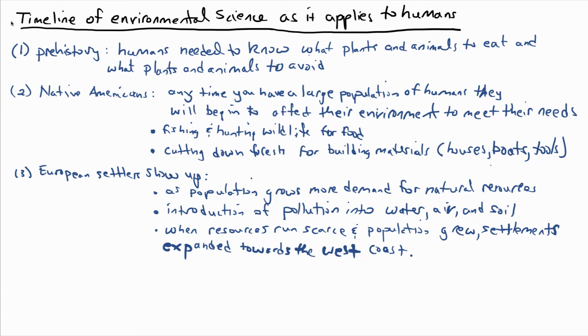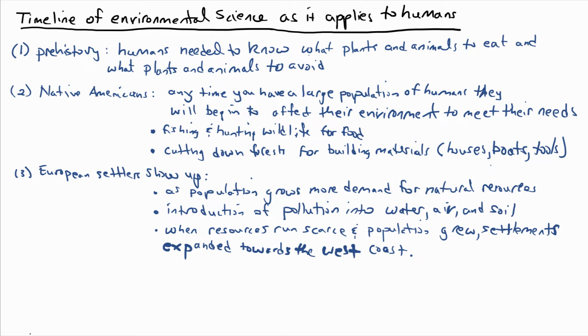Timeline of environmental science as it applies to humans, basically, as it applies to humans in the United States. And so the first thing I have here is prehistory. Humans needed to know what plants and animals to eat and what plants and animals to avoid so they don't get poisoned or eaten. And then the next thing is Native Americans.